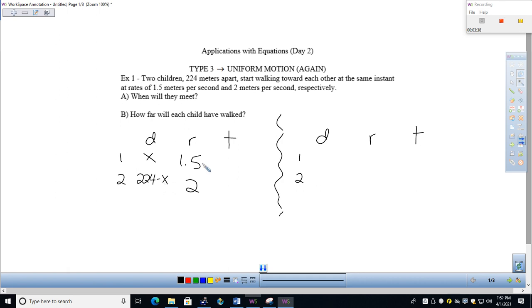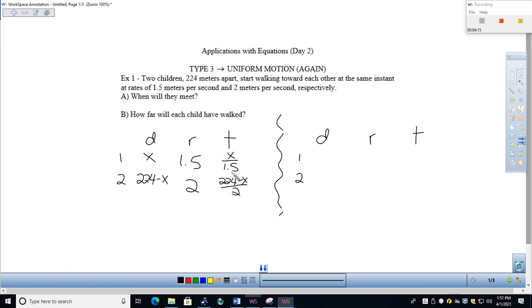Now I've got a situation where numerical values are in one column and the variable is in another column. I can combine those in the third column. Uniform motion is nice because if I'm looking for time, which I am in this particular table, time very simply is distance divided by rate. So the time that child 1 had walked would be x over 1.5, and the time that child 2 had walked would be 224 minus x over 2. Now, why don't we go ahead and just solve the equation, and we'll get an x equals here, and then we'll move on to the second piece.